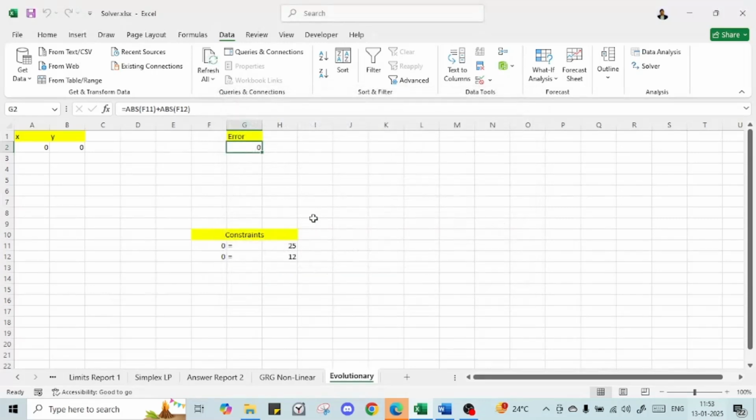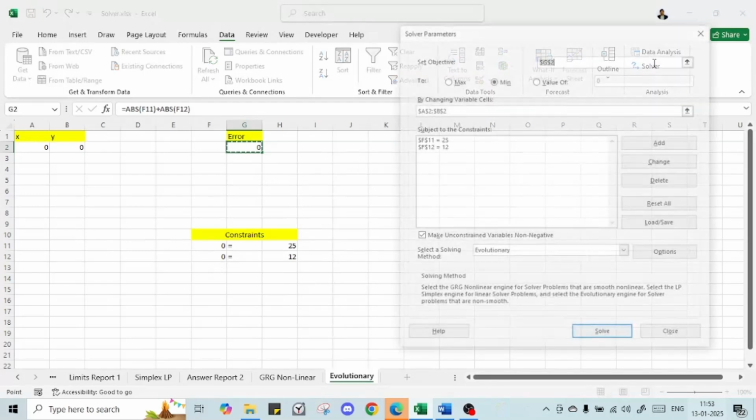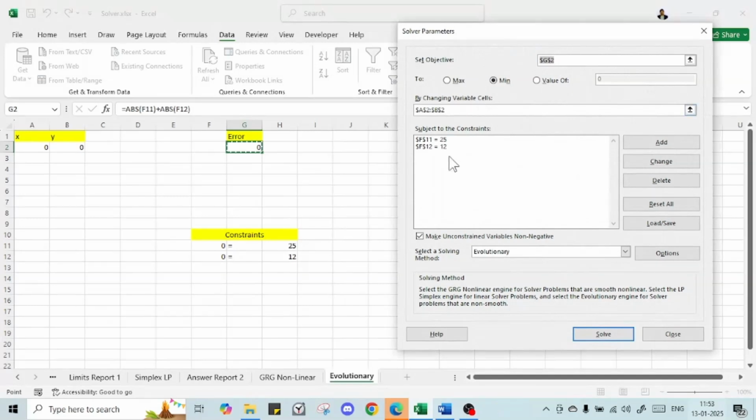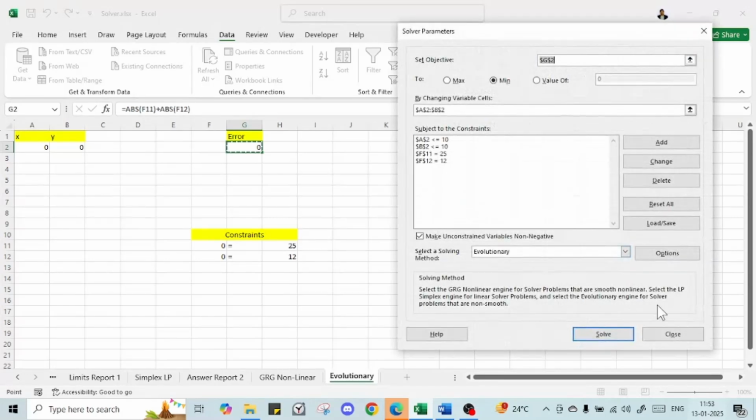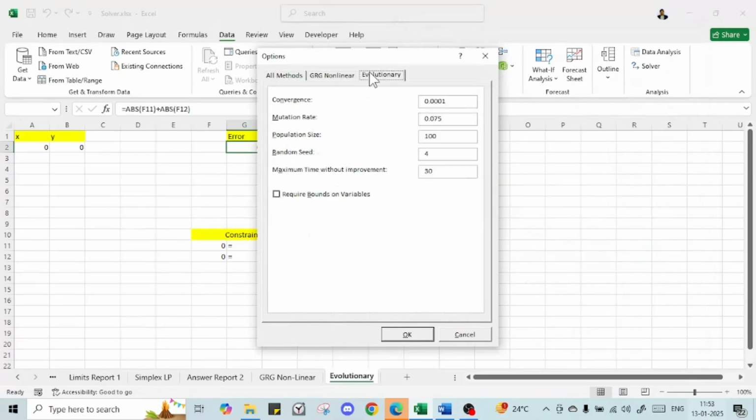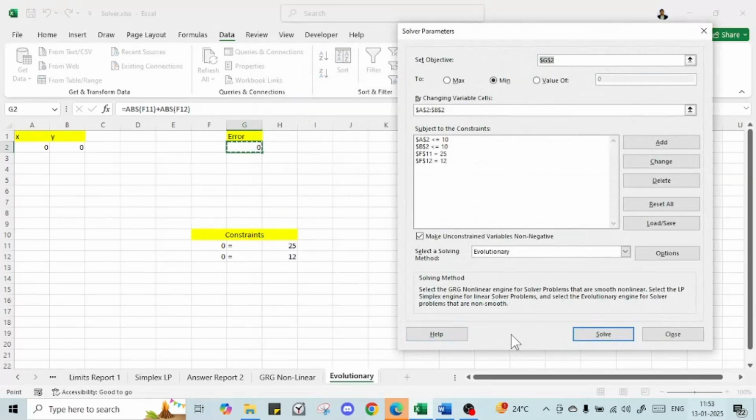Now let us write constraints which are bounding in nature. Open the solver, minimum value by changing the variable cells. Let's add: x1 should be less than or equal to 10, and x2 is also less than or equal to 10. So we are bounding the variables now. Click on OK, go to options, and under evolutionary select require bounds on variables. Select OK, and now solve it.